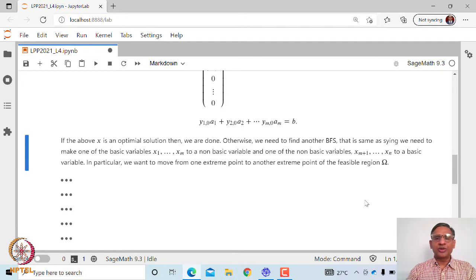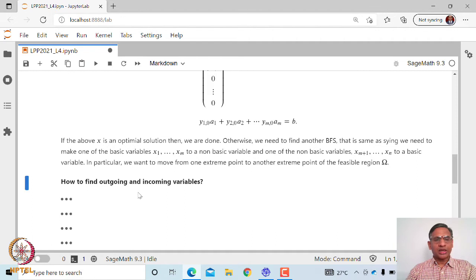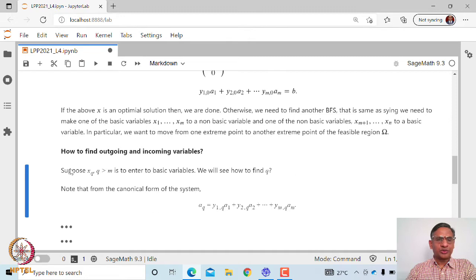Now the question is, how do we do this? How do we find these incoming variables to basic variables and outgoing variables? The one variable which is at present non-basic, we have to bring it to basic, that we will call the incoming variable, and the one which is basic, which we are going to make non-basic, we will call the outgoing variable, right?